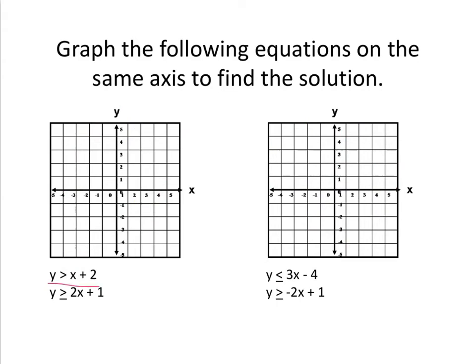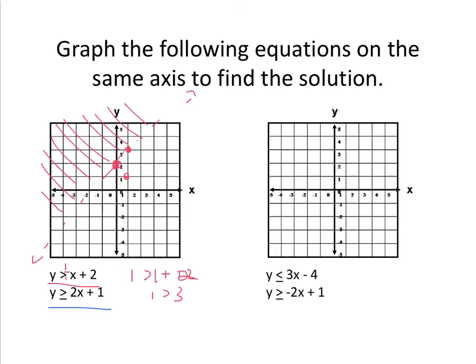So y is greater than x plus 2, so starting at 2. Rise 1, run 1, because the slope here is 1 over 1. Okay, we get a dotted line. I'm going to choose the point of 1, 1. So 1 is greater than 1 plus 2. Oops, this should be 2. 1 is greater than 3. That is not true, so I'm going to shade in the opposite side. Okay, moving on to the next one.